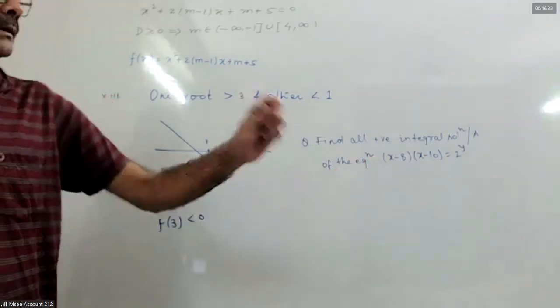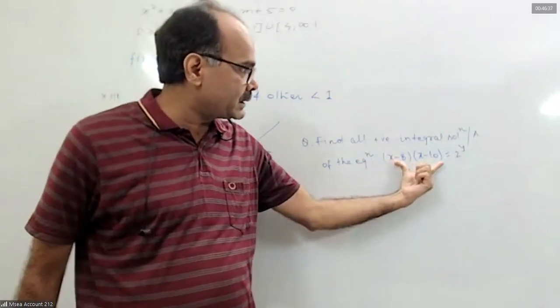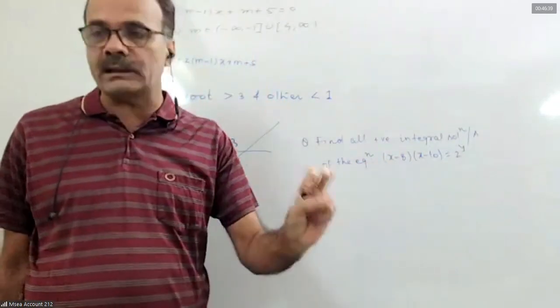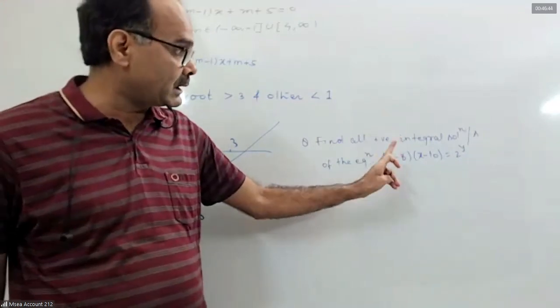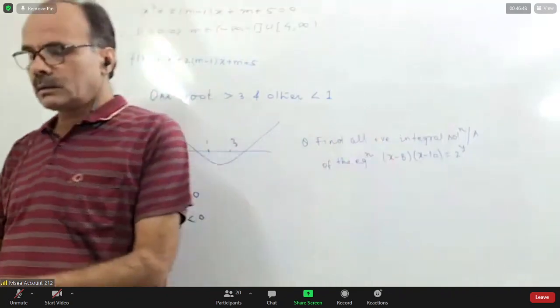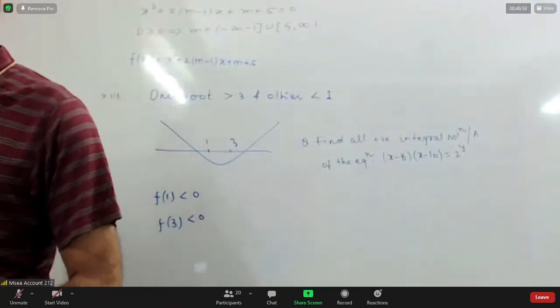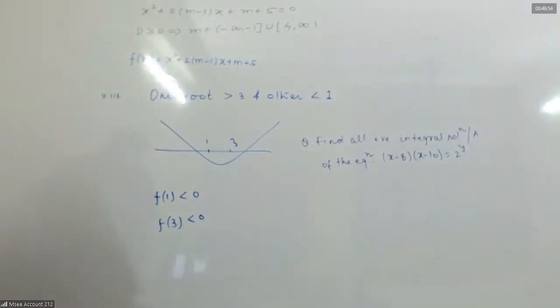The meaning of the question is: for what integral values of x and y, two variables, both sides are equal. Just based on quadratic concept only. Okay.